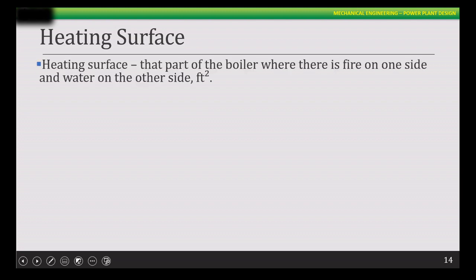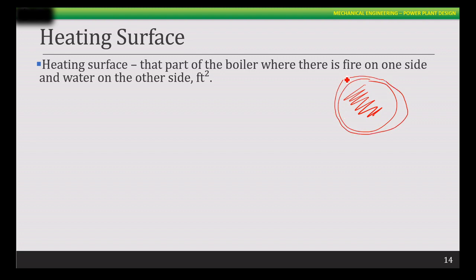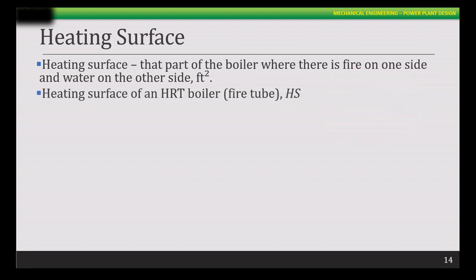Let's look at the heating surface. The heating surface is that part of the boiler where there's fire on one side and water on the other side. So let's say there's water inside, and then we have water inside and fire on the outside. Okay. So fire on one side and water on the other side. So that has a heating surface.